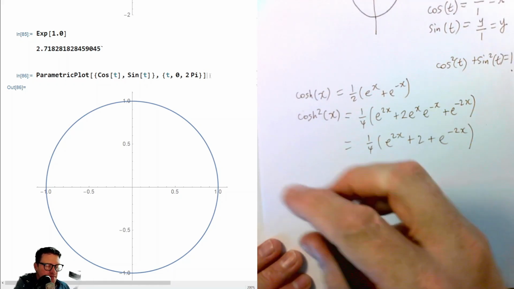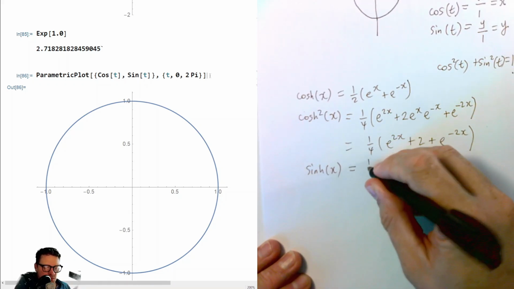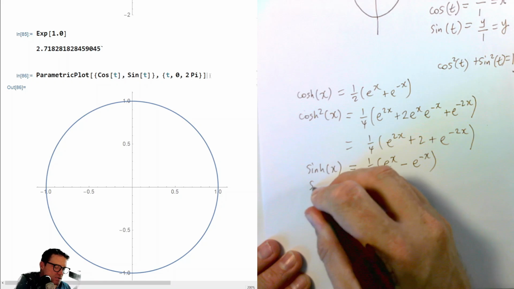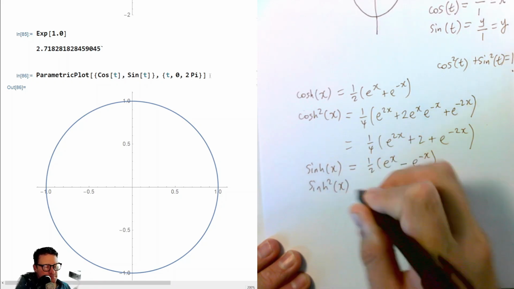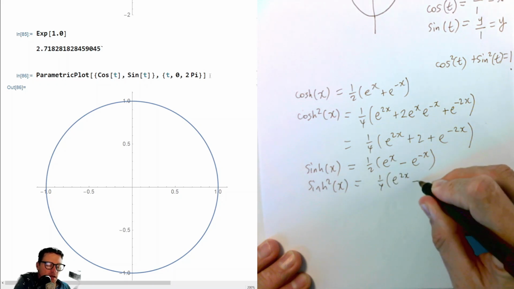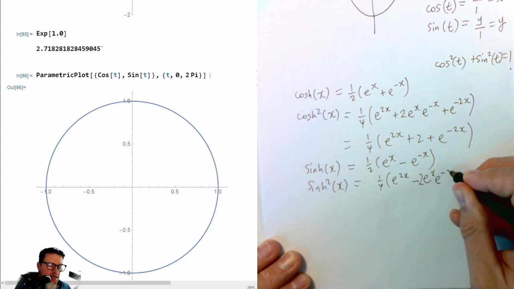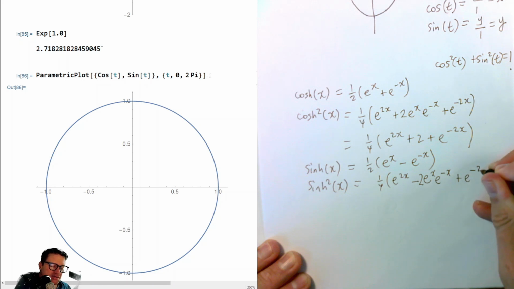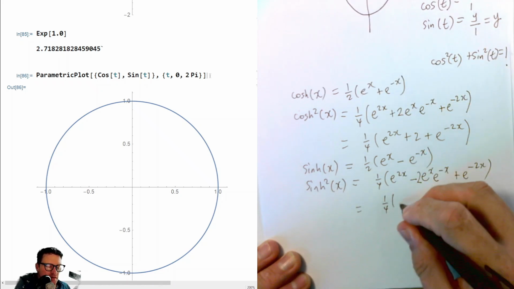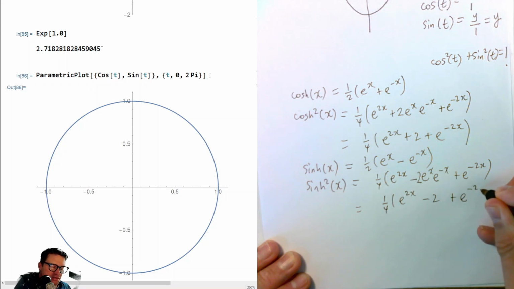Now let's do the same thing for sinh. So sinh of x is equal to 1/2 (e to the x minus e to the minus x). So squaring that, sinh squared x is 1/4 (e to the 2x minus e to the x, minus 2 times e to the x, e to the minus x, plus e to the minus 2x). Okay, and simplifying that, similar to what we had above, we have 1/4 (e to the 2x minus 2 plus e to the minus 2x).